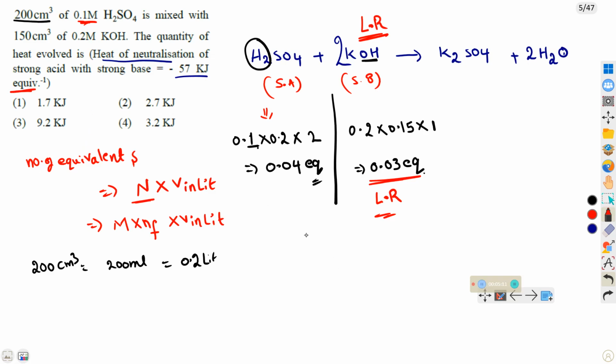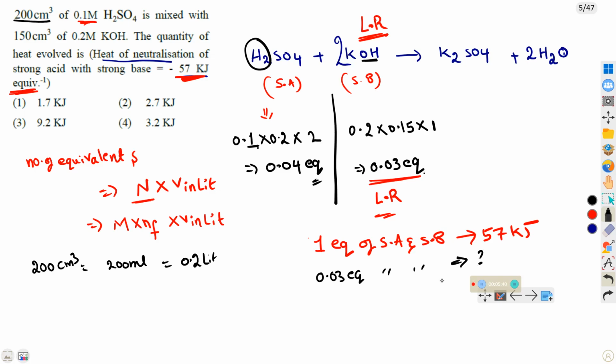Now, for one equivalent, how much heat is liberated? 57 kilojoules. One equivalent of strong acid and strong base releases 57 kilojoules of heat, then 0.03 equivalents of strong acid and strong base release how much heat? 0.03 into 57. Simplify, then you get 1.71 kilojoules. The first option is correct.